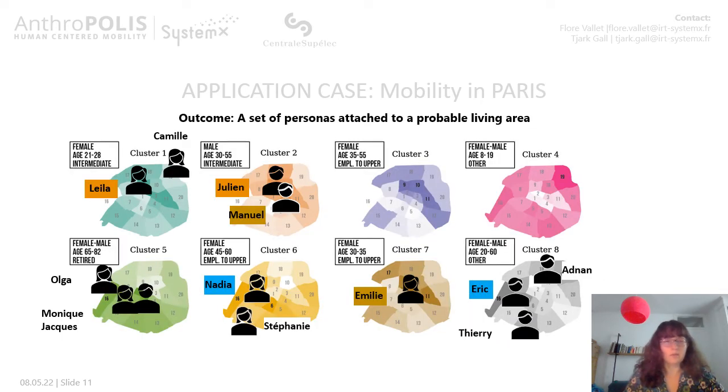And here is the final outcome, a set of personas which are now attached to a probable living area in Paris. Of course, the couples, for example, Leila and Julian, belong to different clusters, but they are going to be settled in the same district. And here, for cluster 4, there are no representatives because they are young children, which are not in the persona set.